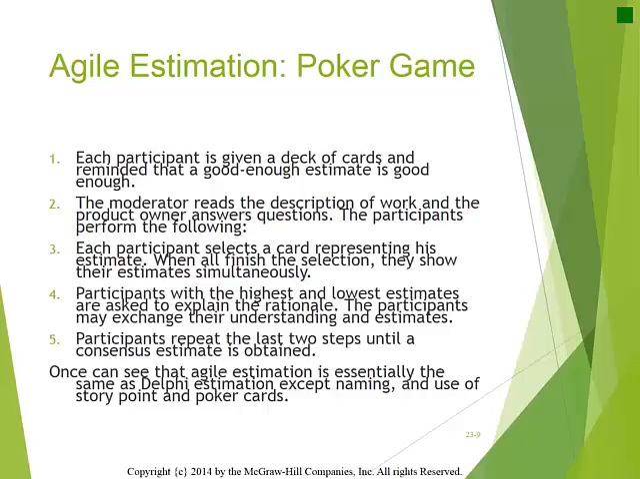The moderator reads a description of the story point and the product owner answers questions. The participants perform the following. Each participant selects a card representing their estimate, and participants show their estimates simultaneously. Participants with the highest and lowest estimates are asked to explain the rationale. Participants repeat the last 2 steps until a consensus estimate is obtained.